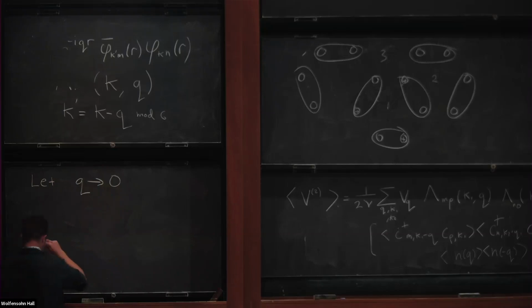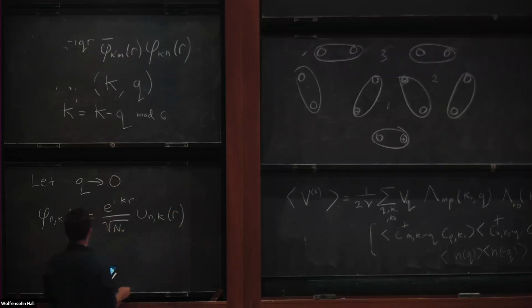So what I'm going to do, in the evaluation of the form factor, is pass to the Bloch basis. The actual wave functions phi_nk(r) can be related to the Bloch wave functions as e^{ik·r}, over the square root of the number of unit cells, times u_nk(r). These are the eigenfunctions. In the Bloch wave functions we strip off the lattice momentum, and the u are now the periodic part of the wave function.